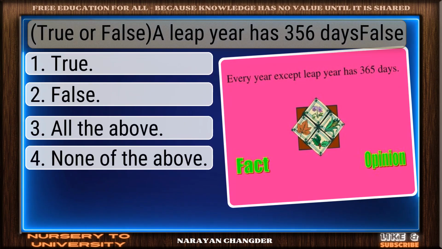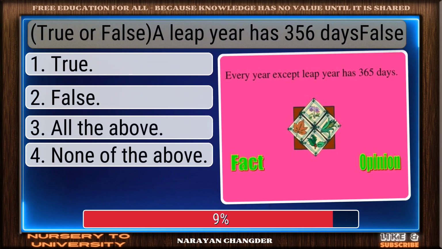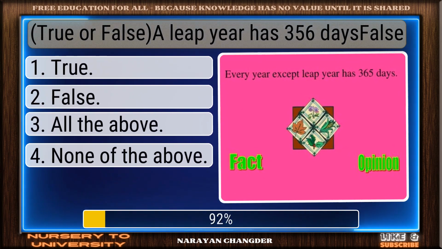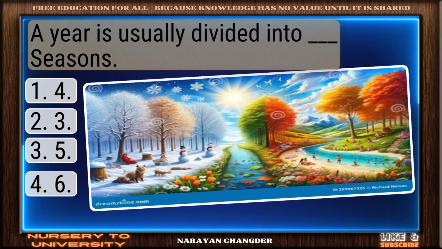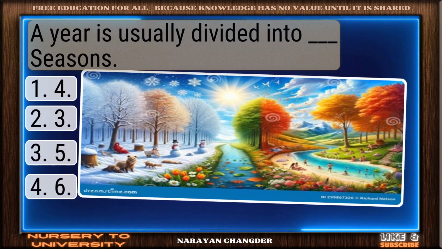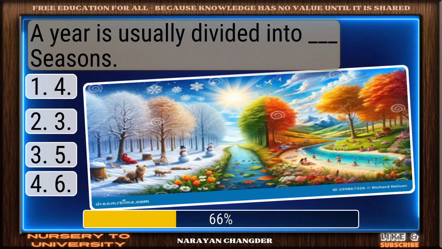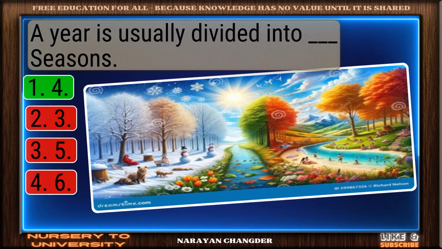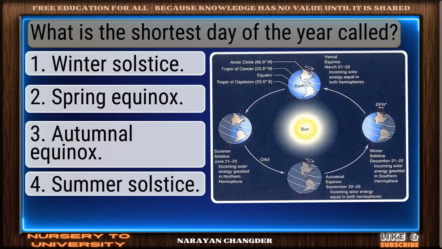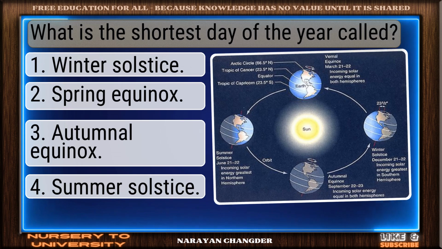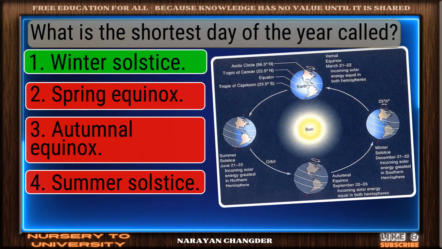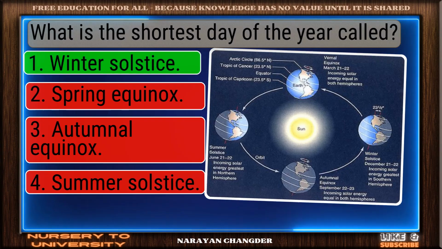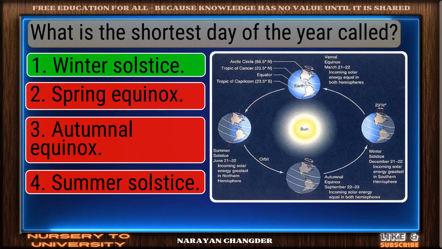A leap year has 365 days. Valid point. False is true. A year is usually divided into dash seasons. Excellent. 4 is a brilliant choice. What is the shortest day of the year called? On track. Winter solstice is the correct answer.